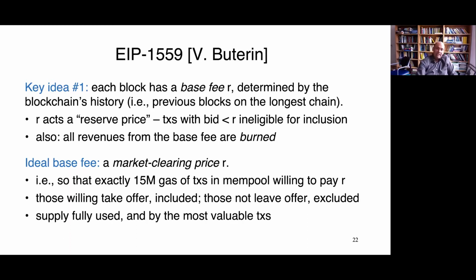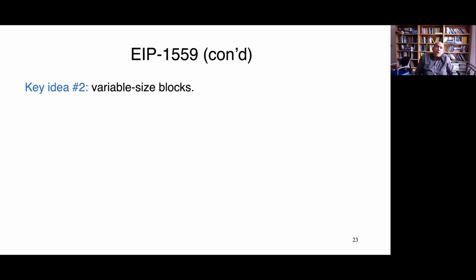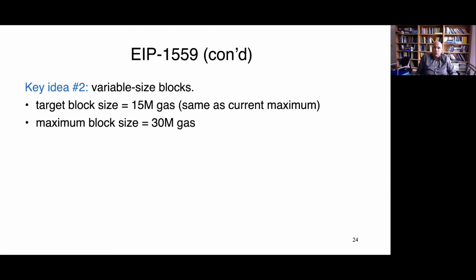So that brings us to key idea number 2, which is going to provide us with an on-chain signal about excess demand. All right? This is another really quite significant modification to how Ethereum works, which is that post EIP-1559 it is more flexible about block sizes. So in the old world, there was a hard cap. Every single block had to have size at most 15 million gas, and no exceptions.